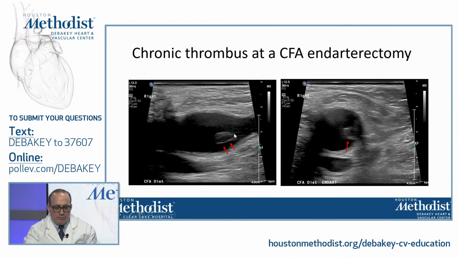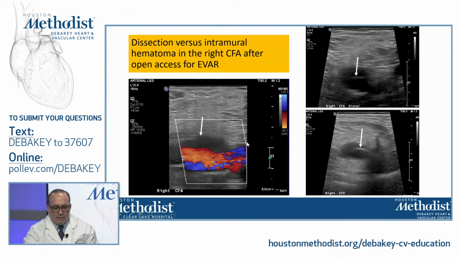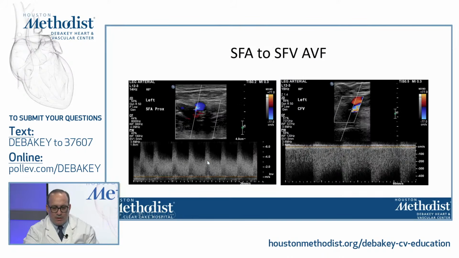This is a patient who has a chronic thrombus at a common femoral artery endarterectomy. It could be maybe a little intimal flap. On video, you could see it move. Very small. Again, here, this could be potentially a small dissection or intimal flap within the common femoral artery. You see that line sitting there. You see it there. There's no flow. And then you see color flow below.